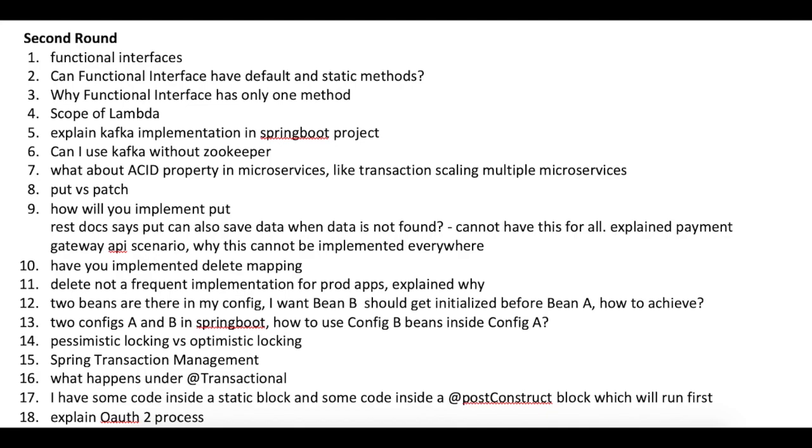For example, predicate is obviously used in the filter. When you do a dot filter, especially when you work on streams, filter is actually a predicate, and consumer is actually used inside the forEach. Supplier is something you use when you want to give an output without an input. So you can use it in places where you have no input but are expected to give an output. Then you can make use of a supplier.